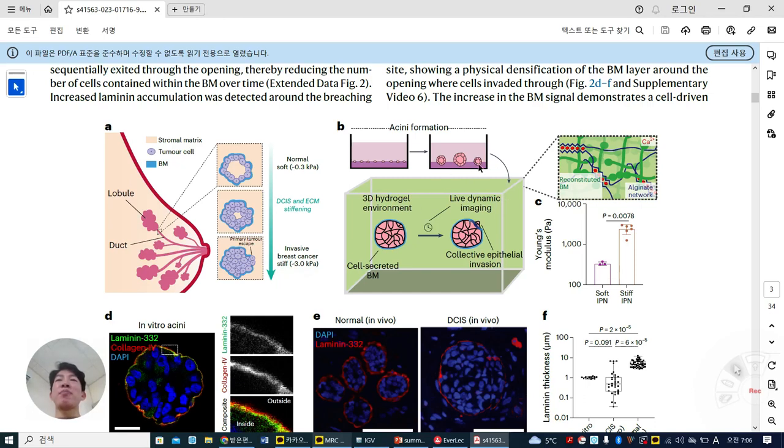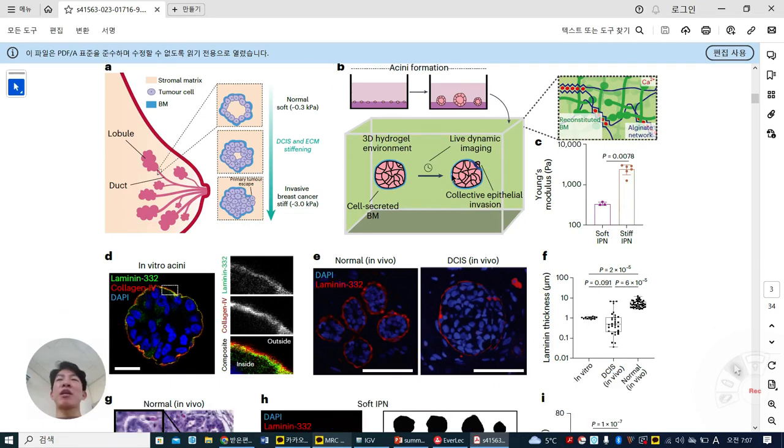Before they implant these acini into the soft and stiff gel, they stain with laminin with a certain dye, and then they can do live imaging. And over time, they find that certain parts of the basement membrane behave irregularly, and then they make pores, and then the collective cells can migrate into the matrix.